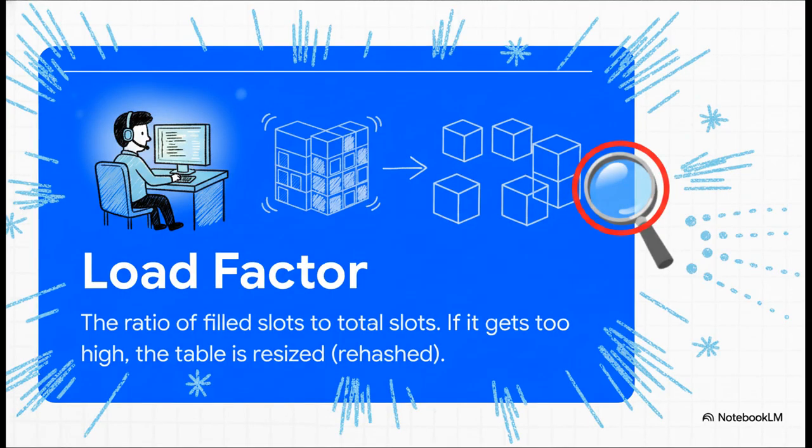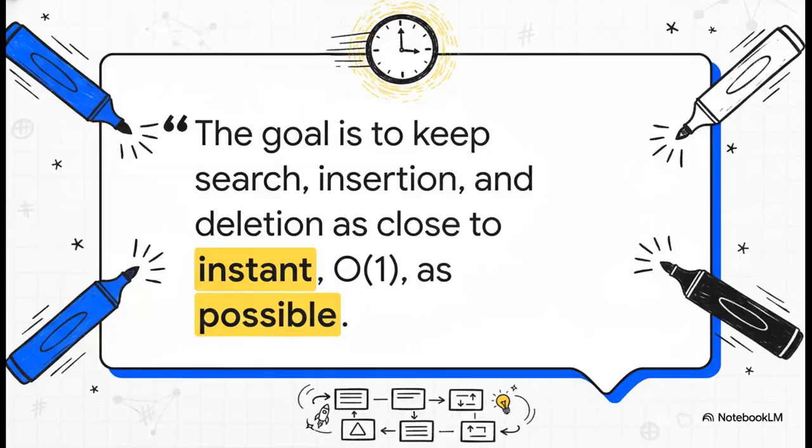So how do we keep these things running at top speed? Well, programmers keep an eye on something called the load factor, which is just a fancy way of saying how full is the table. Once it gets too full, maybe around 70%, the system automatically hits pause and does a rehash. It builds a brand new, bigger table and recalculates the perfect spot for every single item. It's like moving the library to a bigger building to make sure there's always plenty of shelf space. And that quote really nails the entire philosophy here. The goal is always to keep adding, removing, and finding our data as close to that magical, instant O(1) speed as we can possibly get. All those clever tricks for handling collisions, they're all just to serve that one beautiful goal.